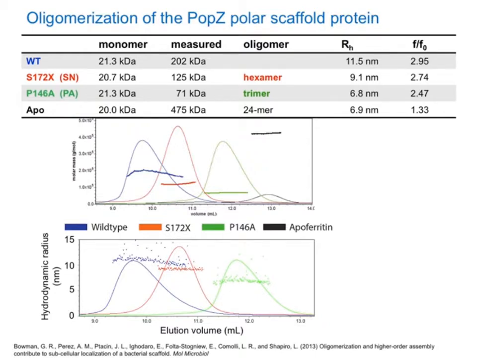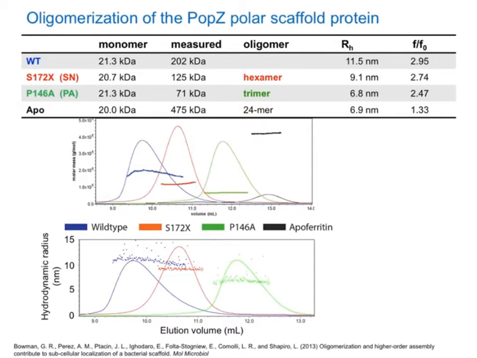The knowledge of molar mass and the hydrodynamic radius for a protein allows determination of the frictional ratio, marked as f over f0. Frictional ratio designates the ratio of the frictional coefficient of a macromolecule to the frictional coefficient of a compact sphere with the same mass and density. The greater the frictional ratio, the more asymmetric the protein is likely to be. We can clearly see that PopZ protein forms very elongated structures with frictional ratios above 2. Typical globular proteins have frictional ratios of 1.3, and this is exactly the number that we measured for apoferritin.